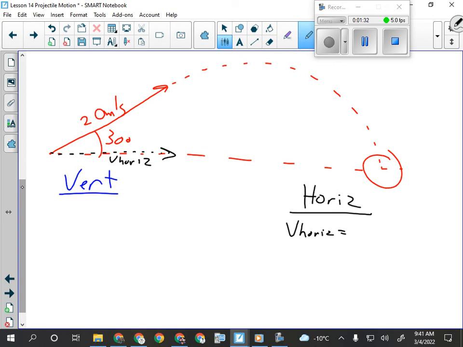Yeah, trigonometry. Same way I did in all my vector addition questions. I find the vector components. This is the x component. Okay, so I'm going to find the x component. It's adjacent to the angle, so I'm going to go cos of 30 degrees times 20 meters per second. That'll tell me how much of that 20 meters per second is directed horizontally.